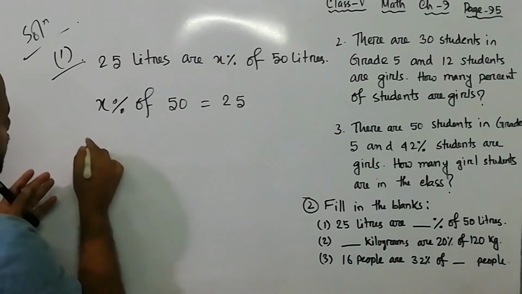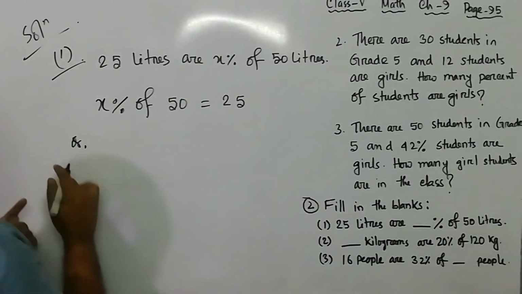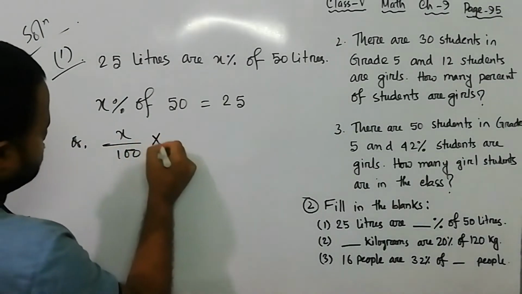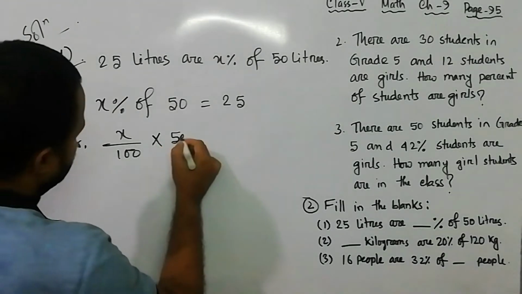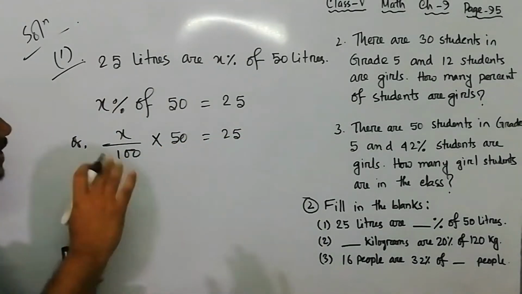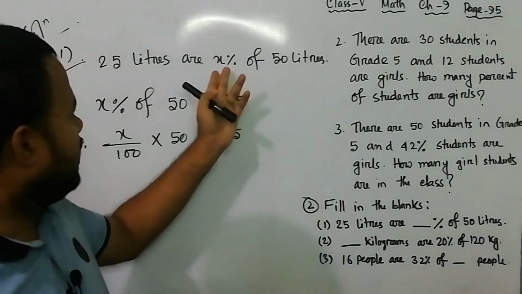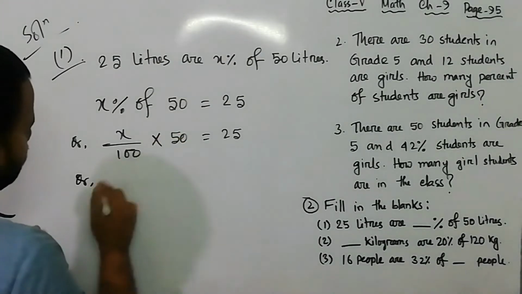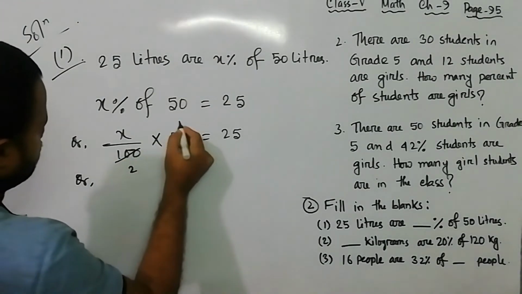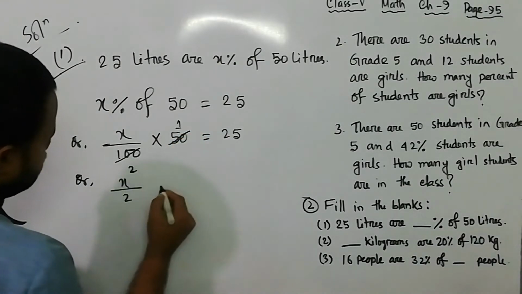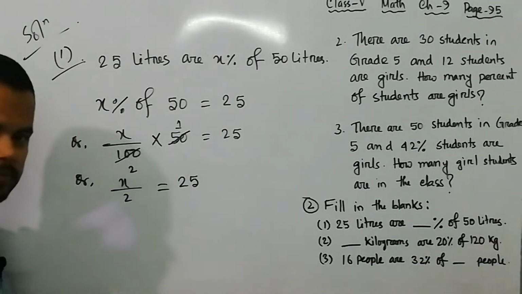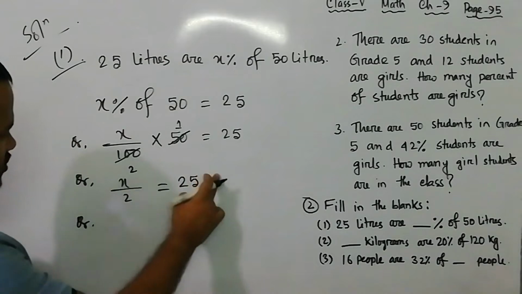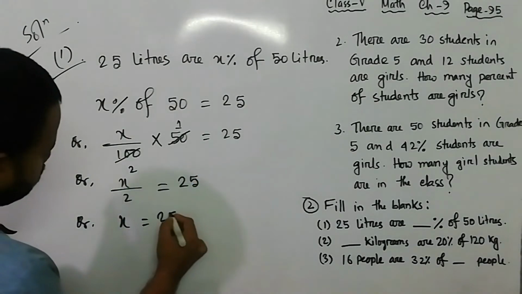So we have here X percent, that means X by 100, of that is multiplication into 50, equals to 25. So we have to find the value of X. If we divide this number by 50, then we have here 2, here 1. So we have x by 2 equals to 25. Now here 2 is in division form, so if we change the side, then we have x equals to 25.